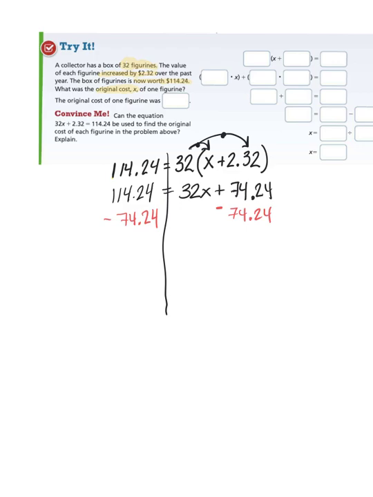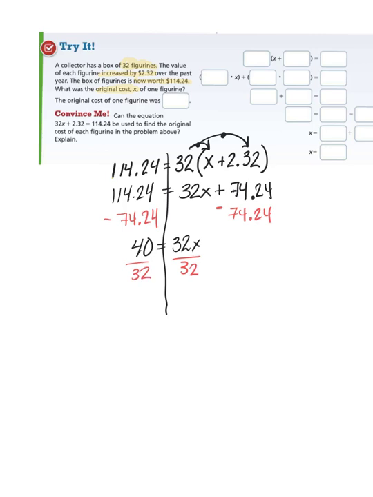114.24, which will then leave me with a new total of 40 equals 32x. Okay, the 32x is indeed multiplication. So opposite of multiplication is division. So I'm going to divide both sides by 32.